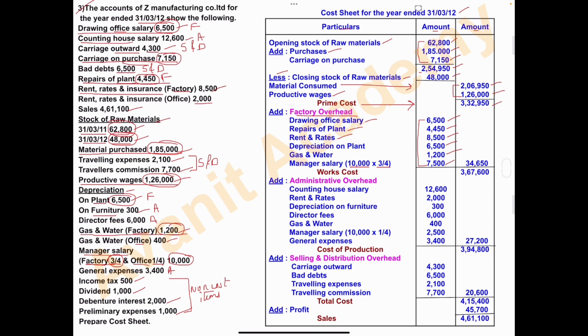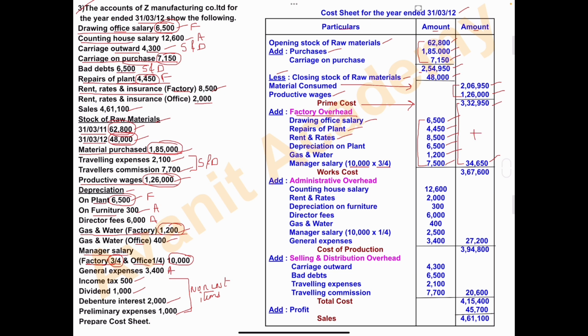6,500 plus 4,450 plus 8,500 plus 6,500 plus 1,200 plus 7,500, and the total is 34,650. So where should we write the total of all these items? In the outer column, that is 34,650. Now add these two amounts: the prime cost amount and the total factory overhead amount that we just calculated. So add the two items.